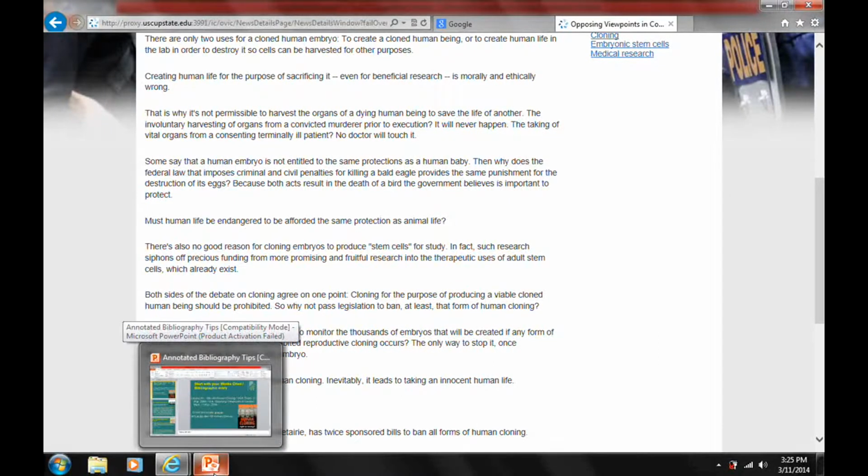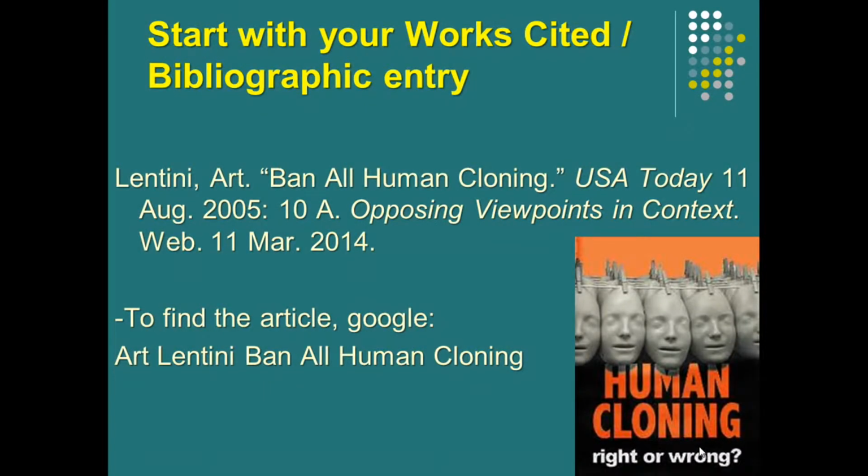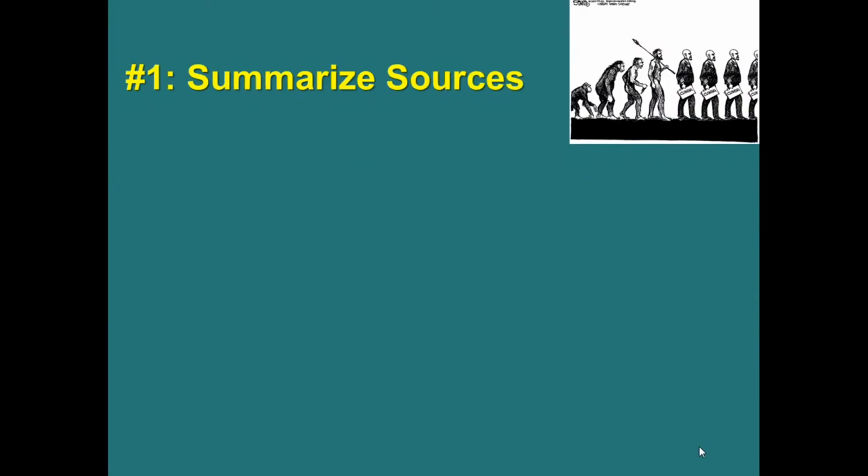So if you're going to use this article in your annotated bibliography, okay, you've read it, now what do you have to do with it? Well, first of all, you want to summarize it. So I just read the article to you. If you need to pause it and go back and look at it again and think about it a little more, you can do that. But basically, what you want to do is summarize what this source is saying.